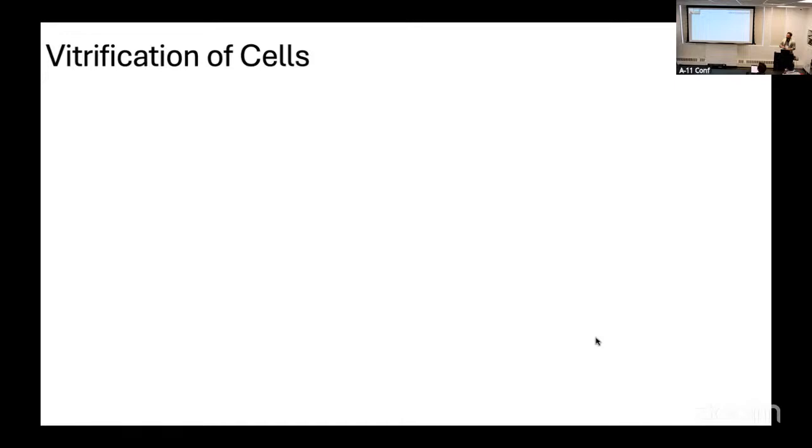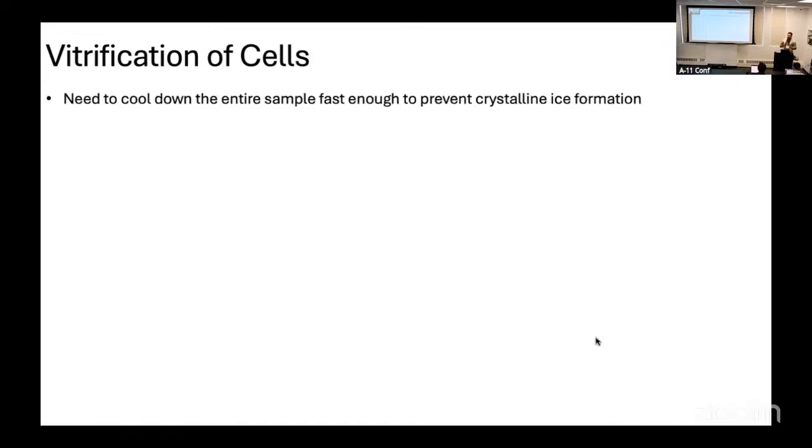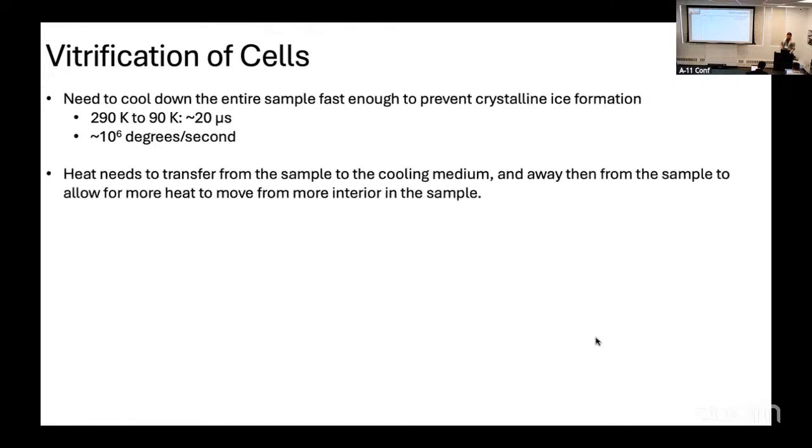So moving on to vitrification, the next part, getting it frozen. You need this to cool the entire sample down fast enough to prevent crystalline ice formation. It's not as simple as you might think. You have to go from about 290 Kelvin down to 90 Kelvin in about 20 microseconds. So you have to do about 10 to the 6 degrees per second.